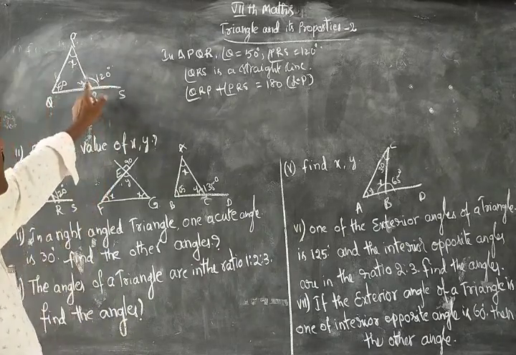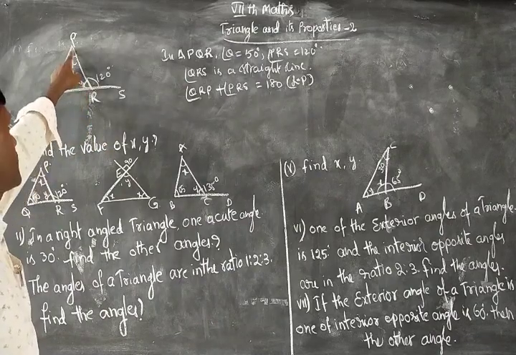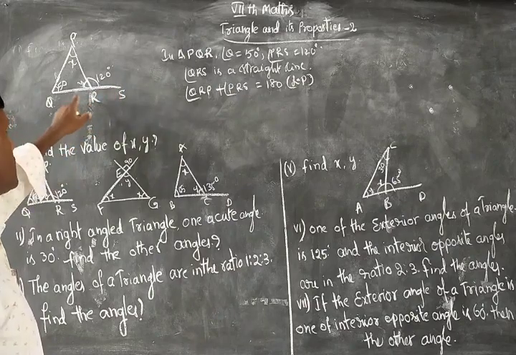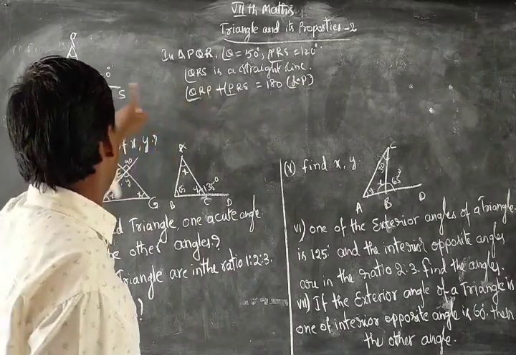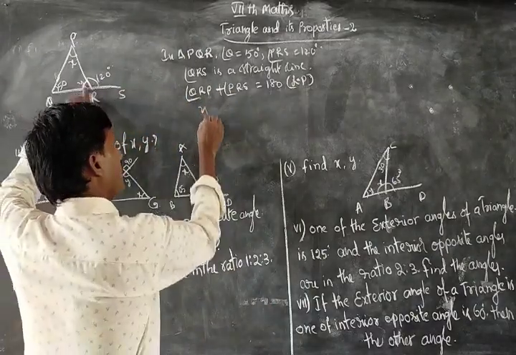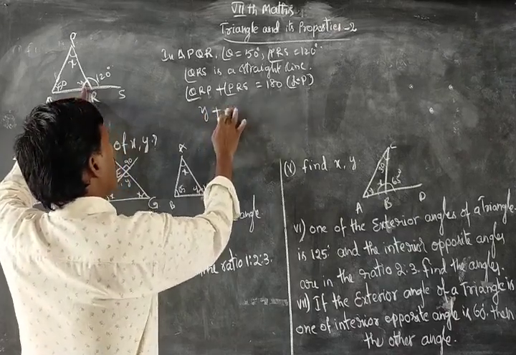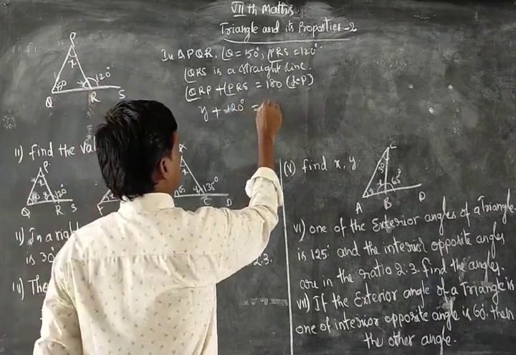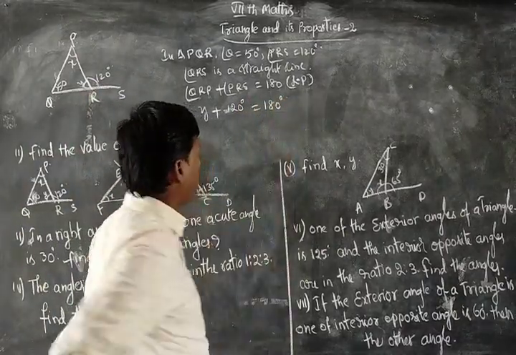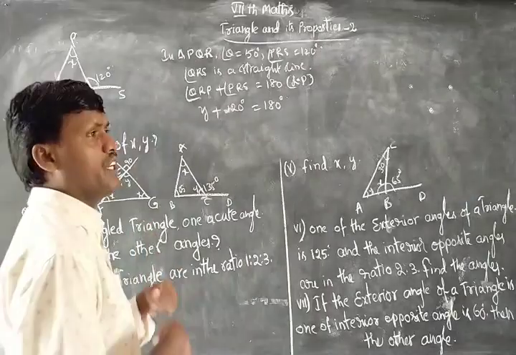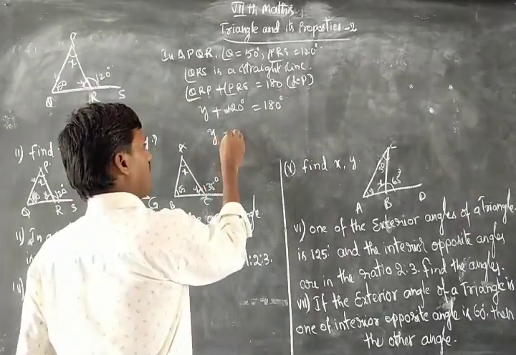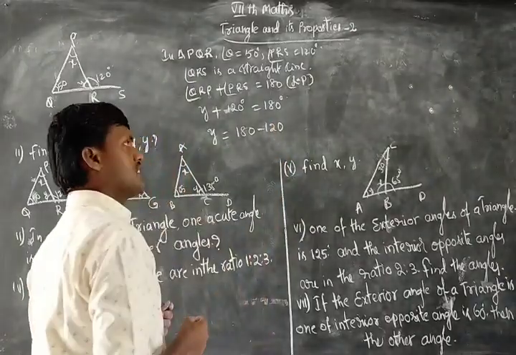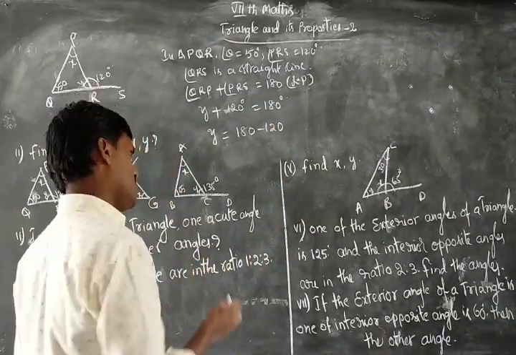Here it formed two angles. What is that? Angle QRS, which is angle QRP, and the other one is angle PRS. So instead of angle QRP, we can write y. So y plus PRS, what is it? The exterior angle, 120 degrees, which is equal to 180. So transpose 120 to the right side. We can make y the subject: 180 minus 120. The difference of 180 and 120 is 60 degrees.